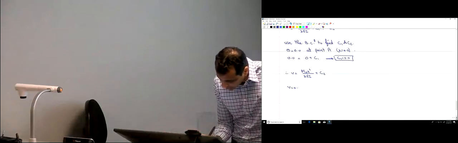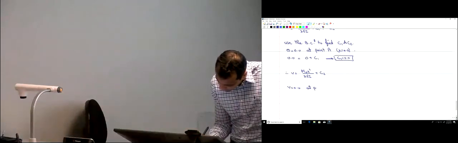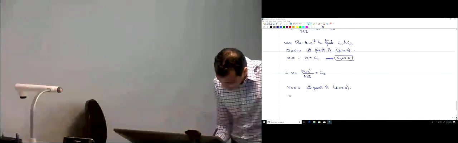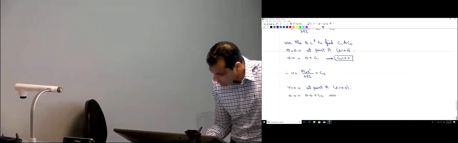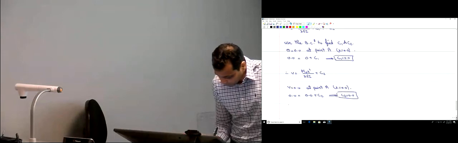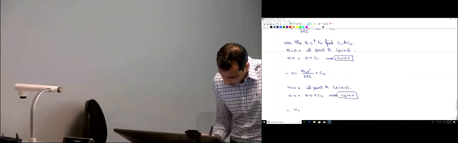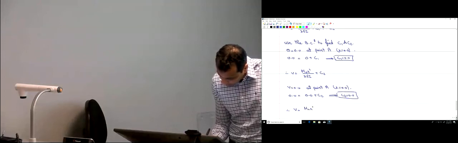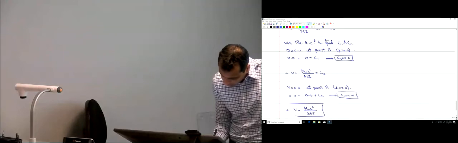And now let's use the second boundary condition. V is equal to 0 at point A, which is at x equal to 0. So just put 0 and put x equal to 0. So we have 0 plus C2. So actually C2 must be 0 as well. So therefore, the elastic line, or the elastic curve equation, is just V is equal to M naught x squared divided by 2EI. This is what we're looking for.